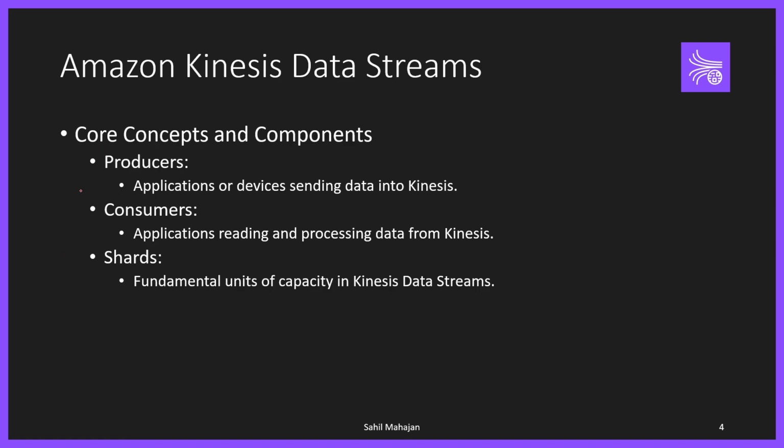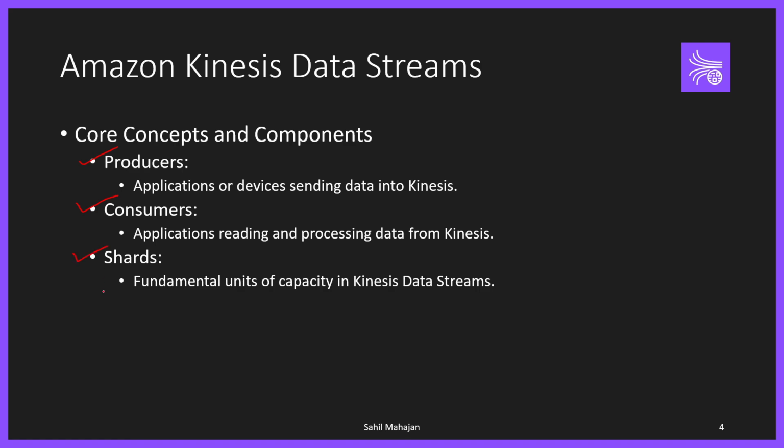Moving on, let's talk a bit about the core concepts and components of Amazon Kinesis Data Streams. There are three core concepts. The first is producers. Producers are applications or devices that ingest data into Kinesis. These could be web servers, or IoT devices collecting metrics in real time and ingesting this data into Kinesis. Second are consumers. All of the data that your producers have produced is ingested into Kinesis, so you need consumers which will consume or read this data from Kinesis and then perform some analysis or processing on this data.